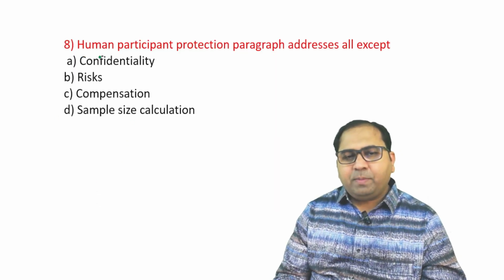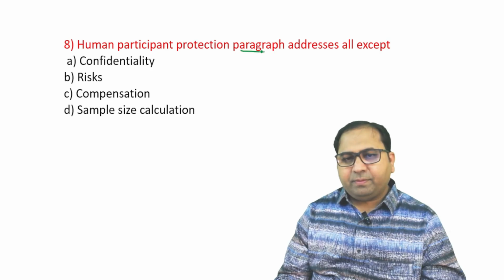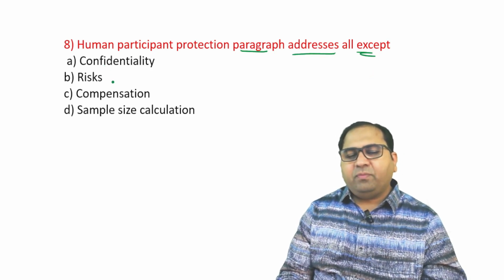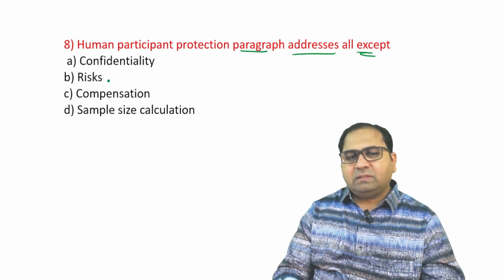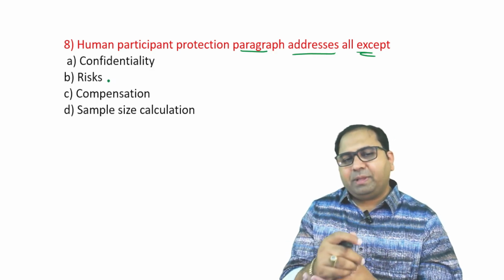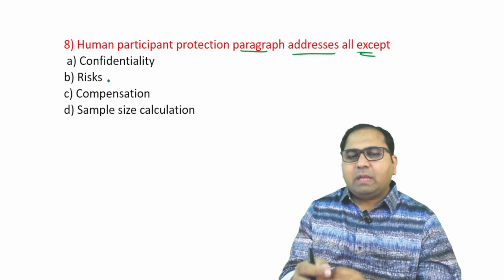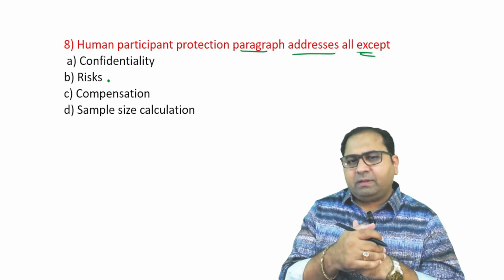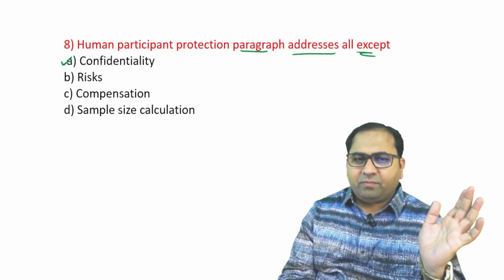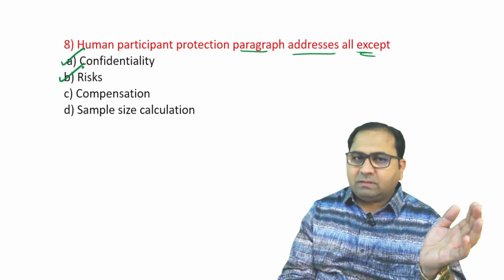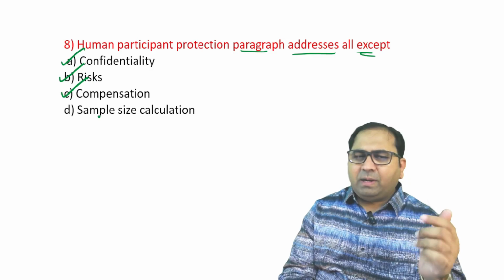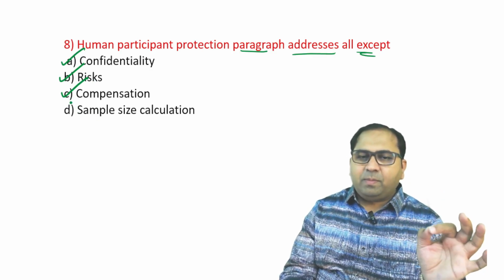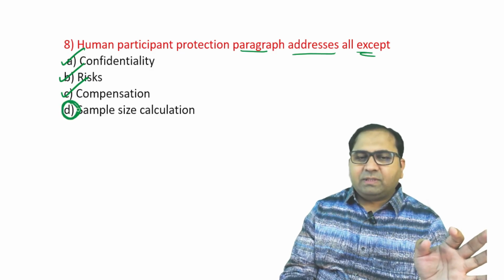Next question. The human participant protection paragraph addresses all of the following except. Options are A. Confidentiality, B. Risks involved, C. The compensation to be given, or D. Sample size calculation. So the human participant protection definitely addresses the confidentiality, the risks, also the compensation, but they have never spoken about the sample size calculation in this part of the human participant protection. So the answer for this question is D.